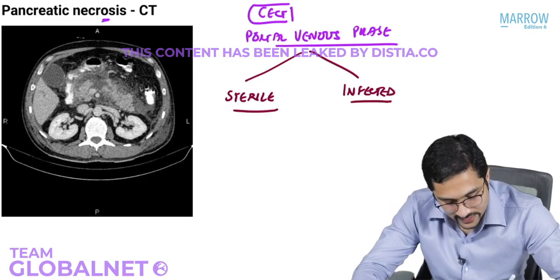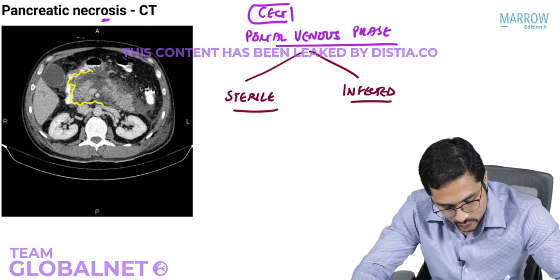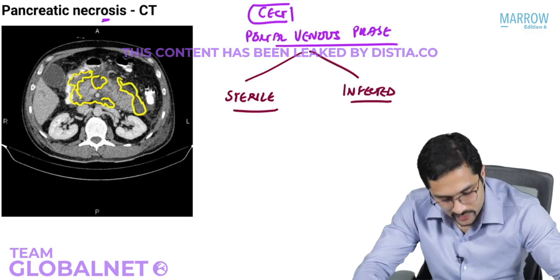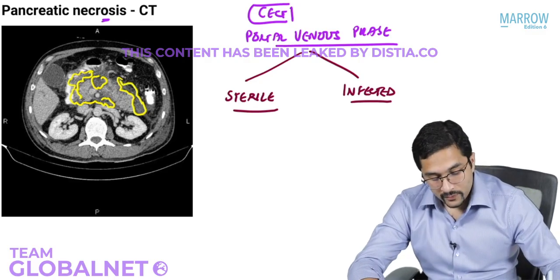You can see in this CT, the blackish tissue which you can see is all dead pancreatic tissue.